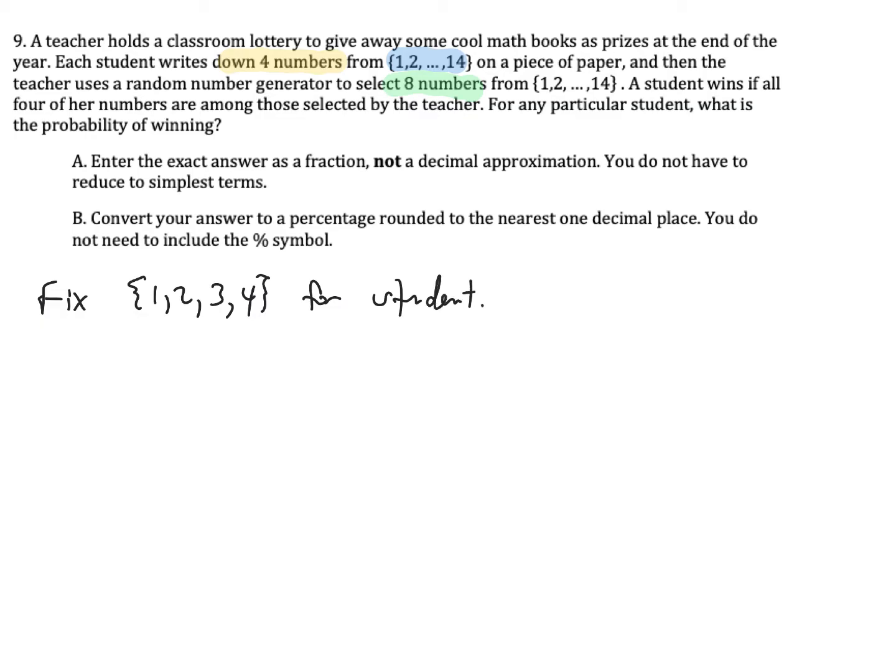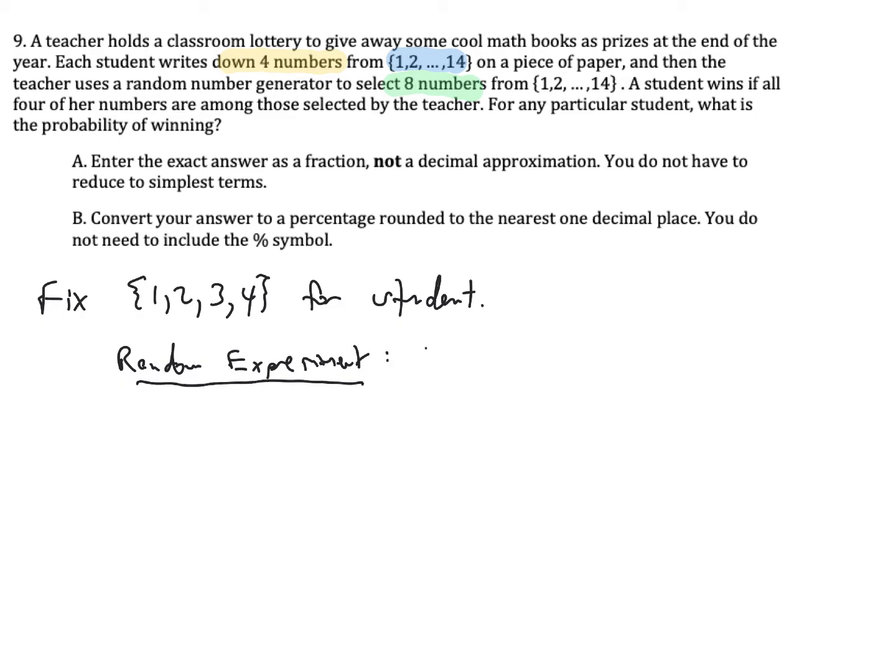One way to think about it is that part's not really random, right? That part is the student attaching themselves to these 4 numbers. The random part is what the teacher does. So the random experiment, that's what we called that in our statistics language. So we have a chance experiment.